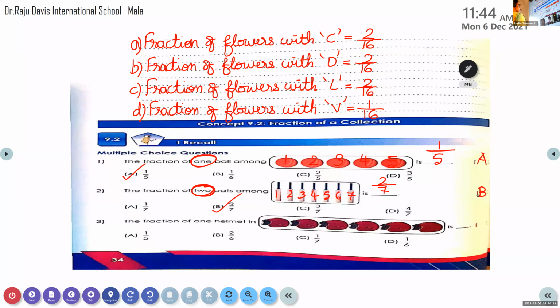Now next one. Third one. Ayush, third one, dear. Read the question. The fraction of one helmet. So what will be the fraction? 1 by 6. Good. The total number of helmets is 6. So 1 by 6 will be the fraction. So the correct option is D. Put a tick mark on D and write D in the bracket. Good, Ayush.